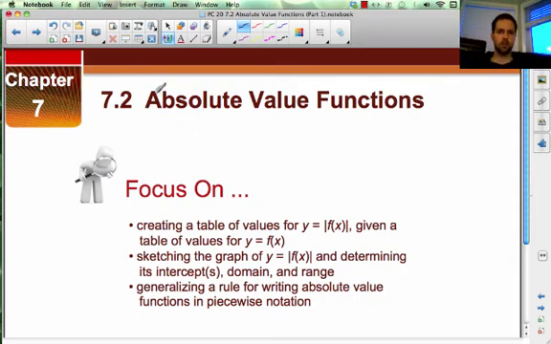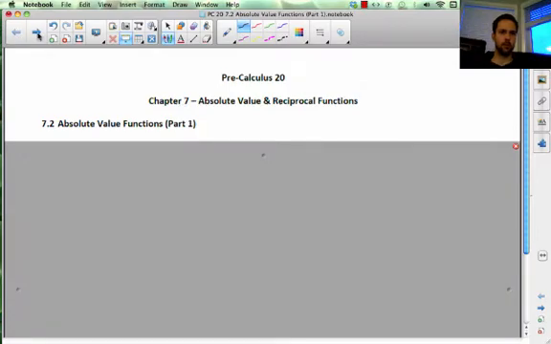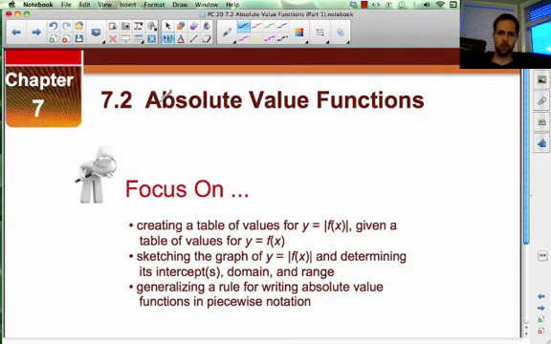So today we're looking at 7.2 absolute value functions. I've left the warm-up for you to finish on your own. It should be doable after having watched the 7.1 video.